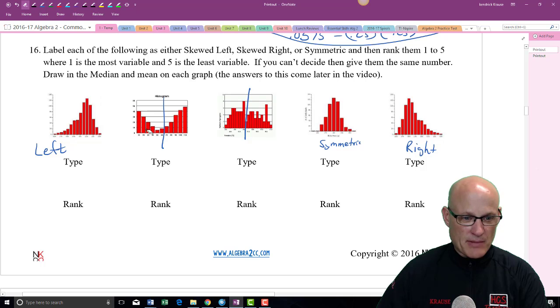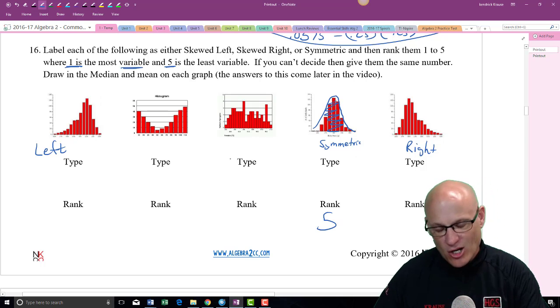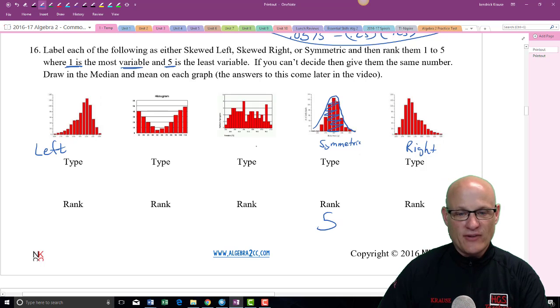All right, let's talk about rank of spread, where 1 is the most variable and 5 is the least variable. Well, 5 is this one. Least variable is the one that's got all the data centered right here in the middle. Big, huge chunk right in the middle. The normal distribution curve will not always, but for the most part, be the least variable.